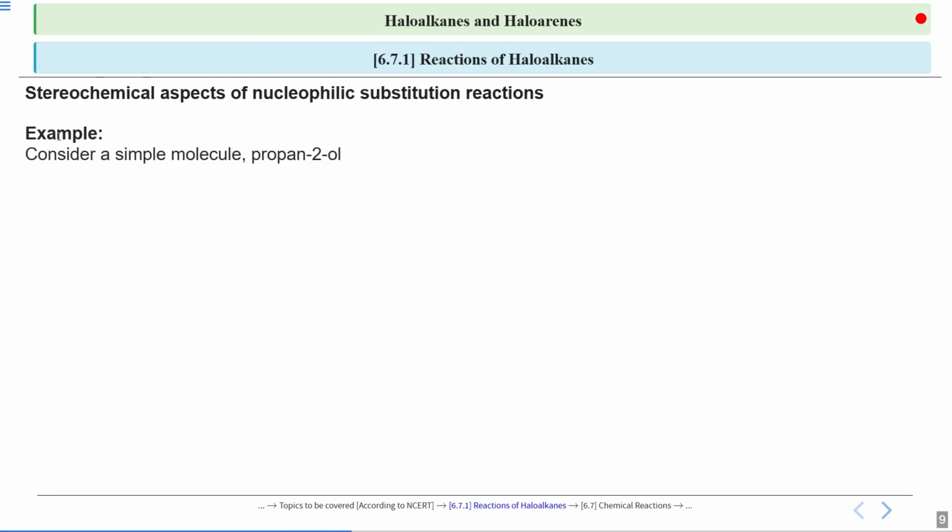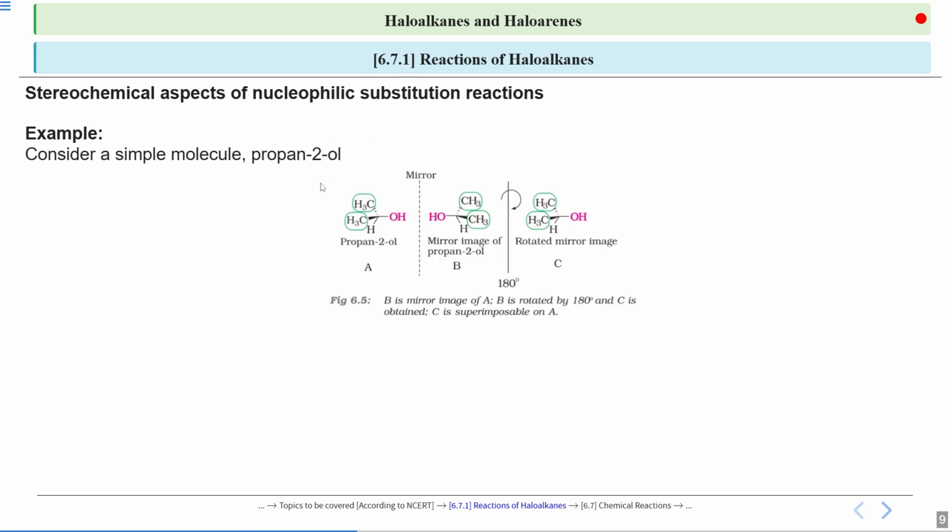Let's take an example in detail. Consider a simple molecule, propan-2-ol. Propan-2-ol has a 3-carbon chain, and at the second position we have a hydroxyl group, that is, an alcohol group, right?